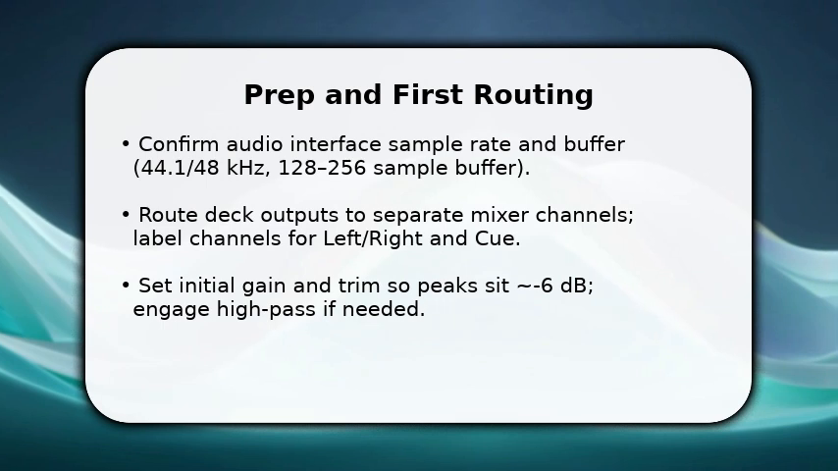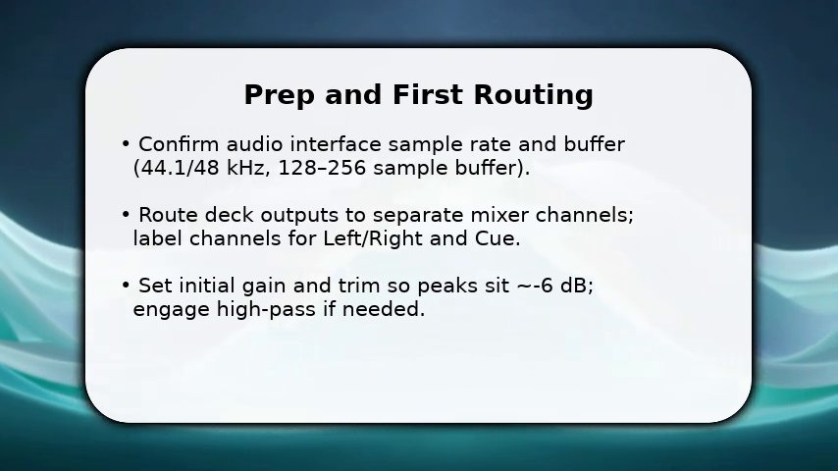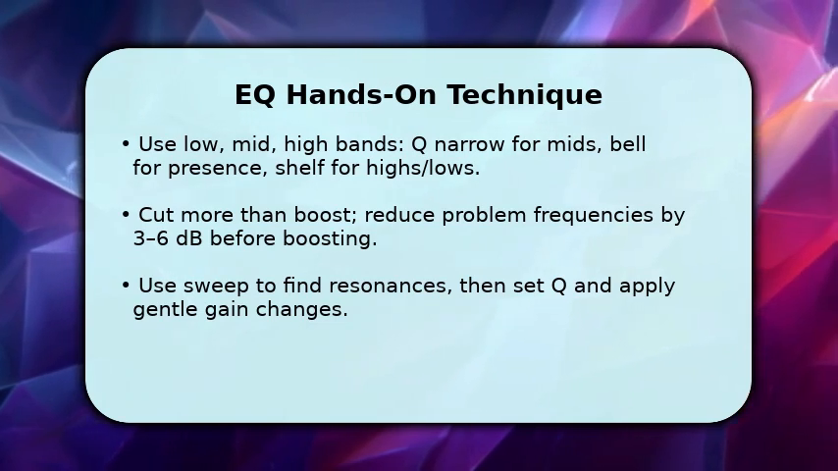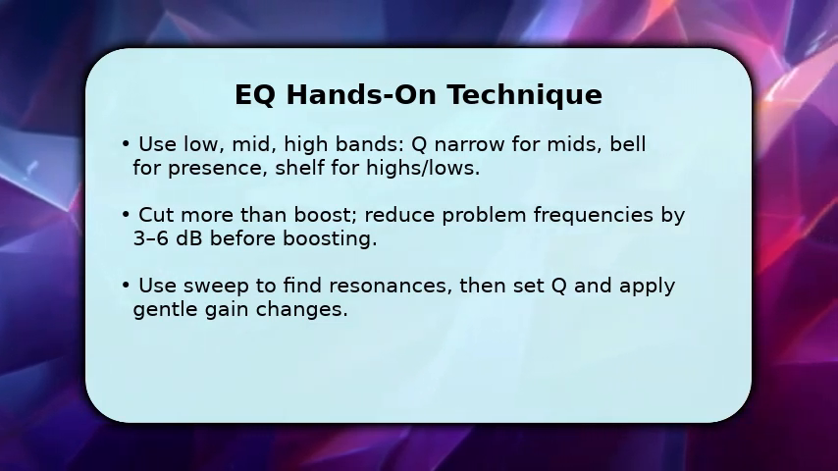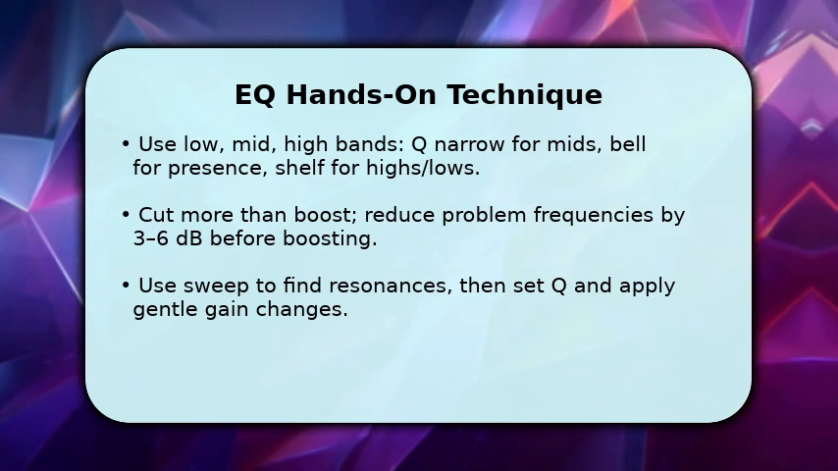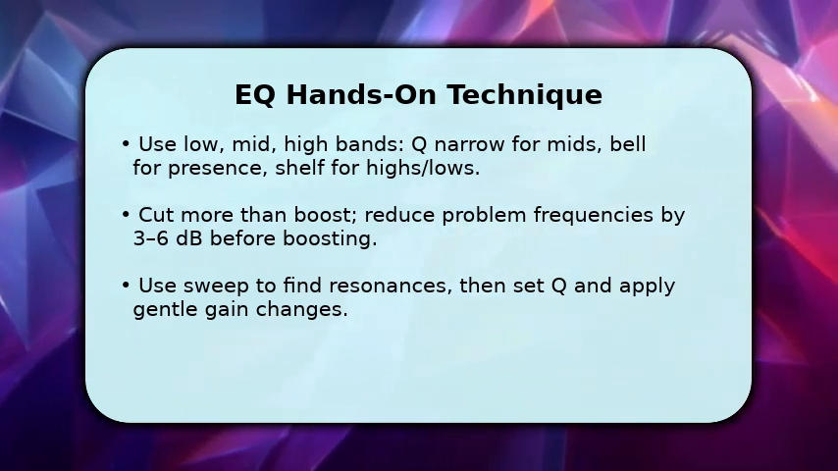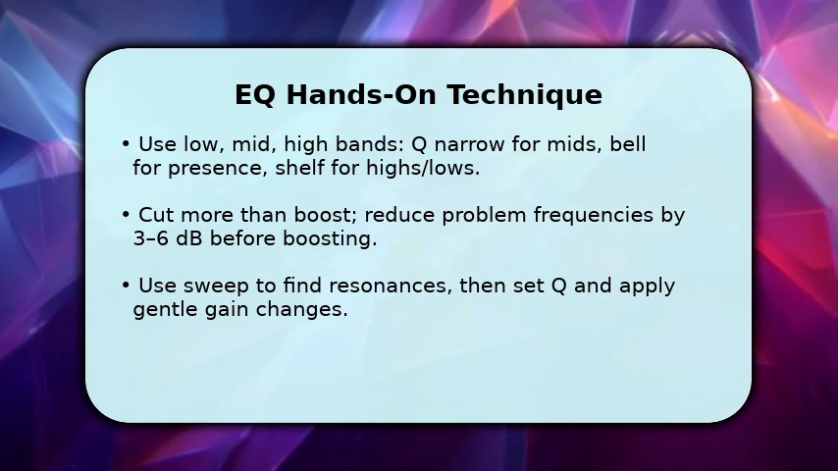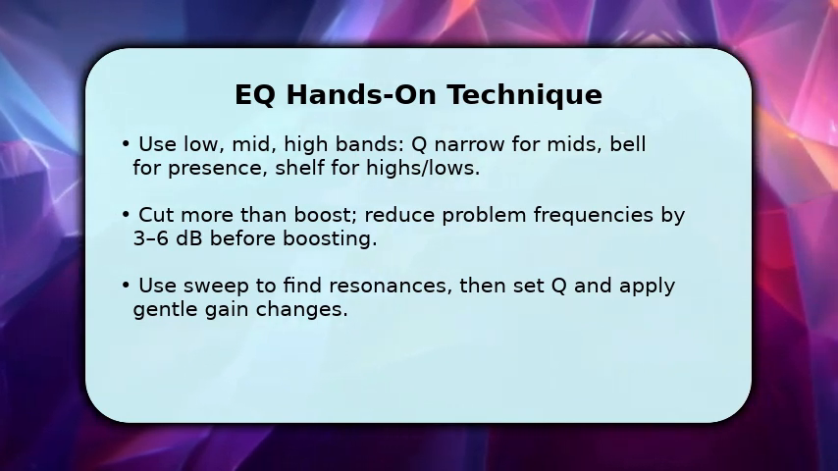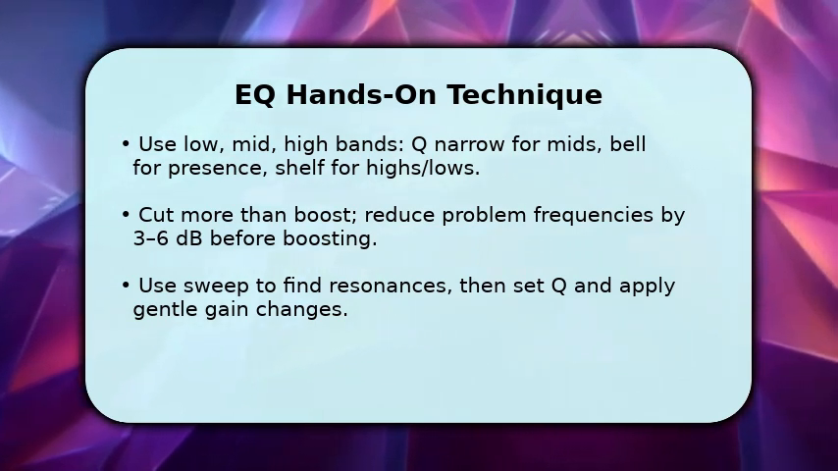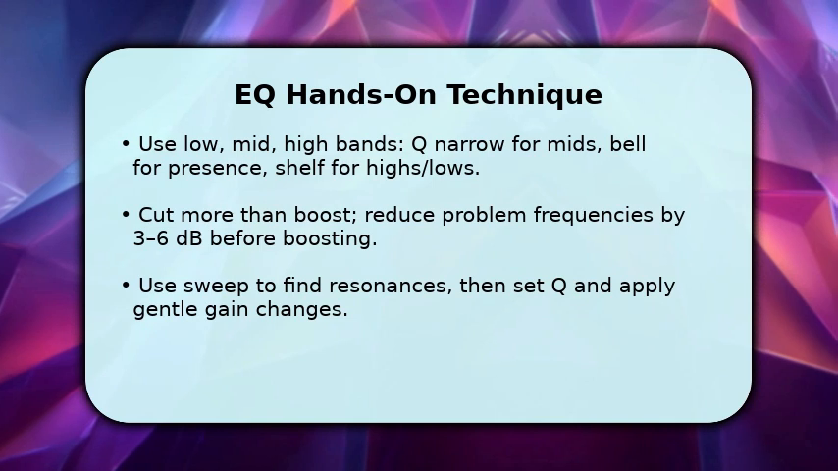You now work the equalizer with intent. Sweep the mid-band with a narrow cue to locate harsh or boxy frequencies, then cut 3 to 6 dB rather than overboosting. Once you've removed problems, use a bell for presence and a shelving curve for highs and lows to taste. Make sure to monitor in context with the other deck and the master bus. Small, musical moves preserve energy and avoid phasey, over-processed sound when you mix tracks together.